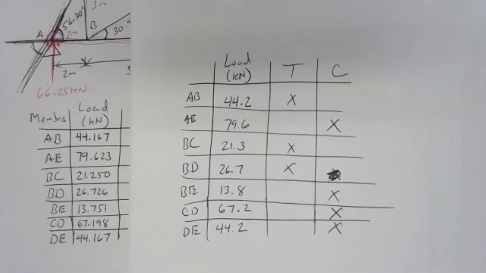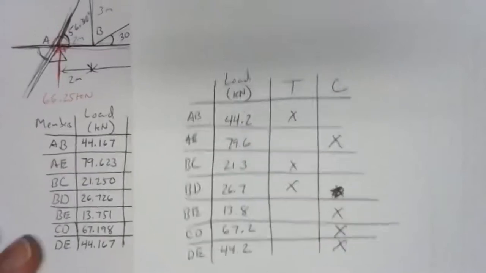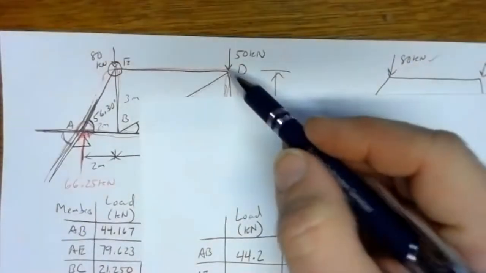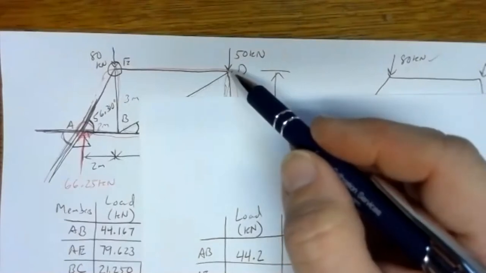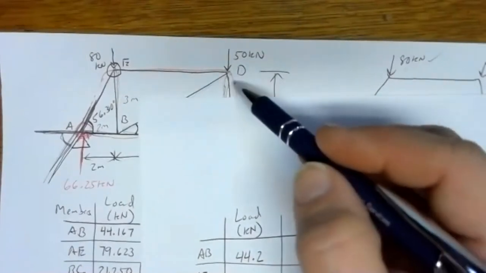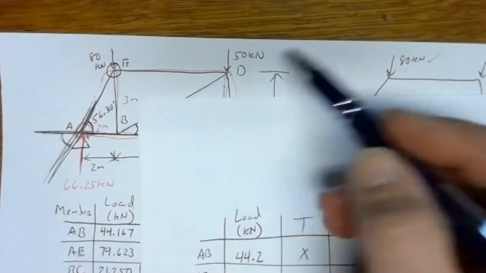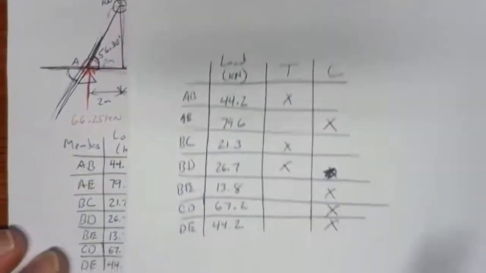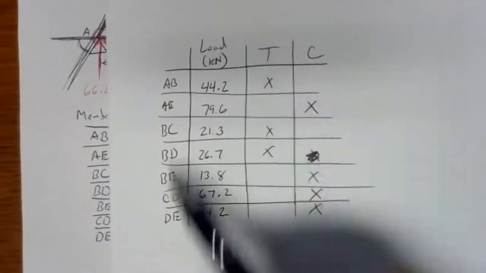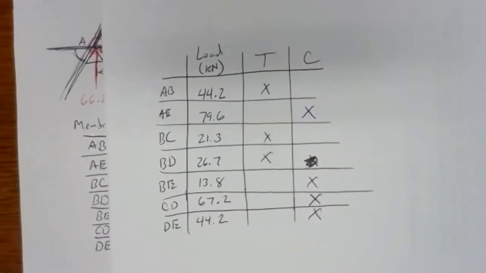If you really wanted to be sure that you were right, you could go to joint D and plug in everything that you know and see if it comes out to be zero, sum of forces in the X and the Y direction. That'd be a good validation of your results. Not required, just like checking an equation. It's not required, but it's not a bad practice to use.